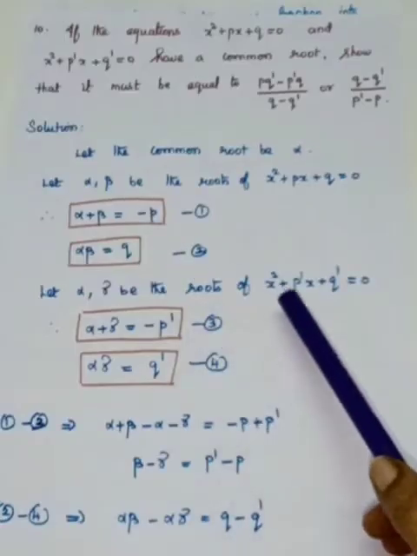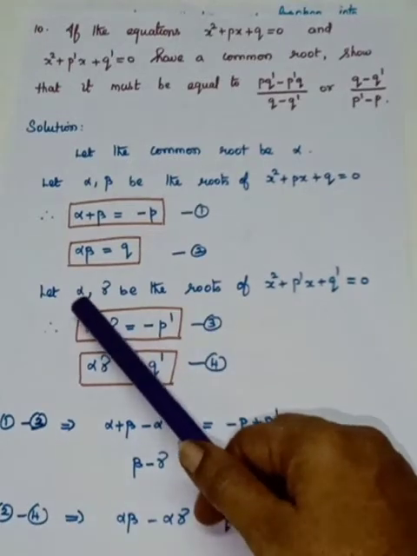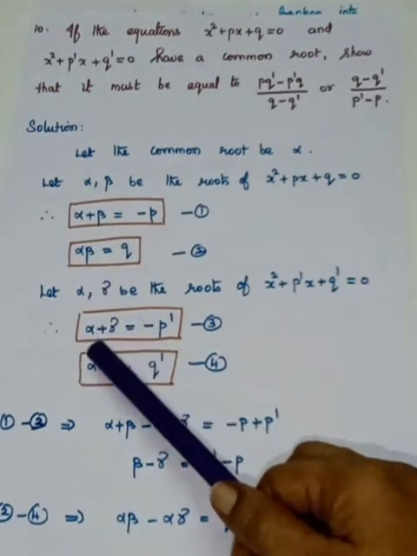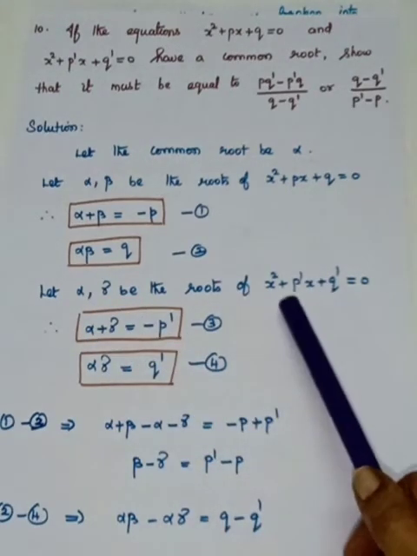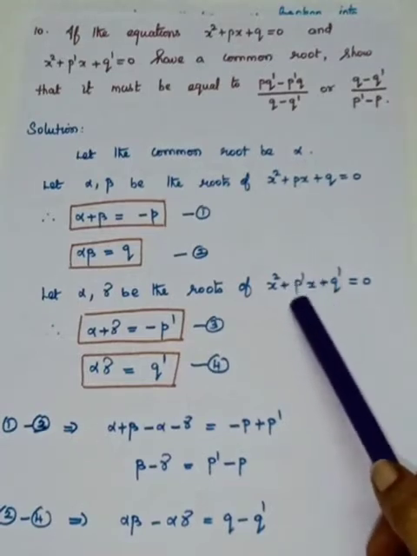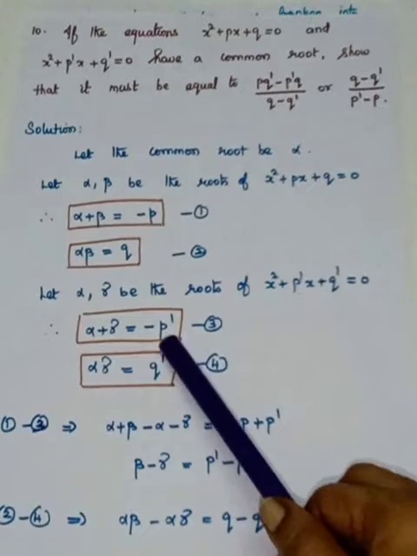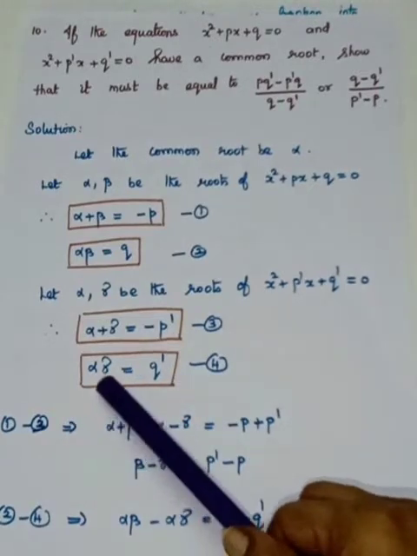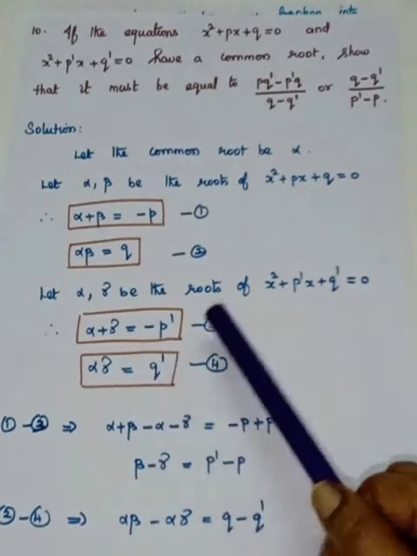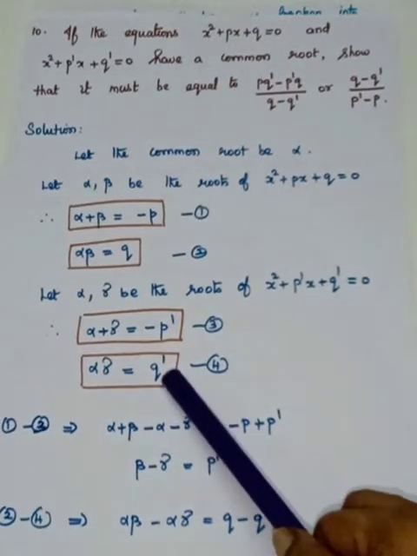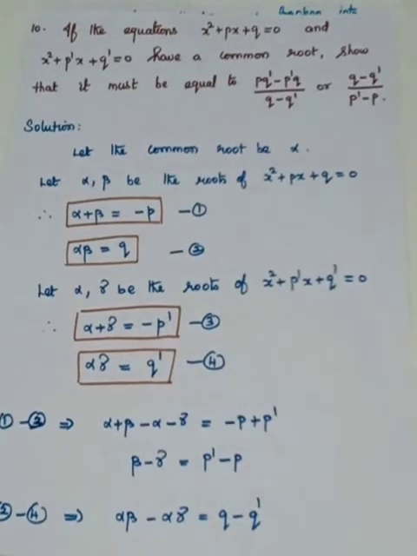And for the second equation, you will have one root alpha, which is common. Another one I have taken as gamma. Okay, so the sum of the roots is equal to minus b by a. In the place of b, you have p dash. So minus p dash by 1, that is minus p dash. And the product of the roots is equal to c by a. Your c is q dash and your a is 1. So therefore q dash. So here you have 4 results.